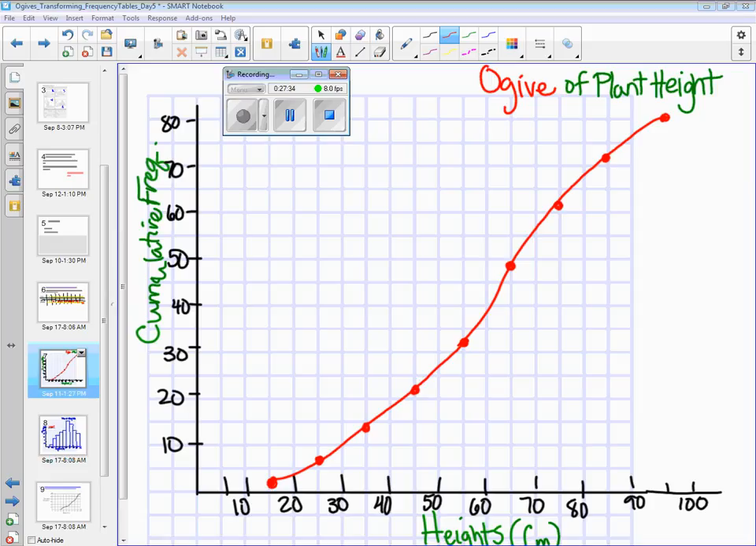So this is the cumulative frequency. It's always going to increase because we're adding more every time, right? It's cumulative to get to our total of 80 plants. And we're going to come back to the question, what's the IQR? Because that's the question I'm going to ask.